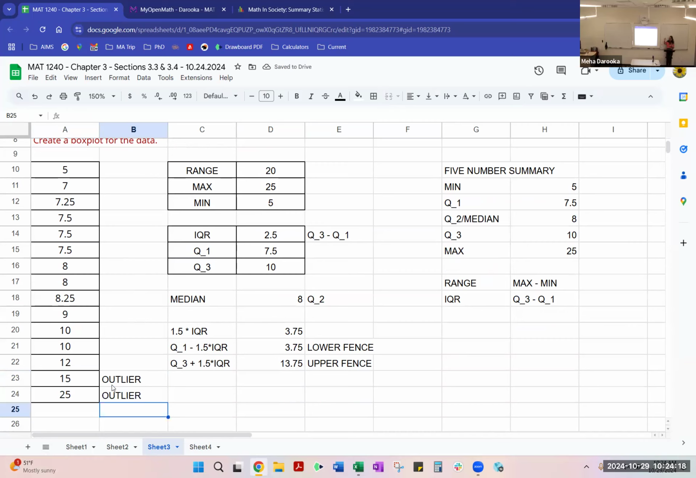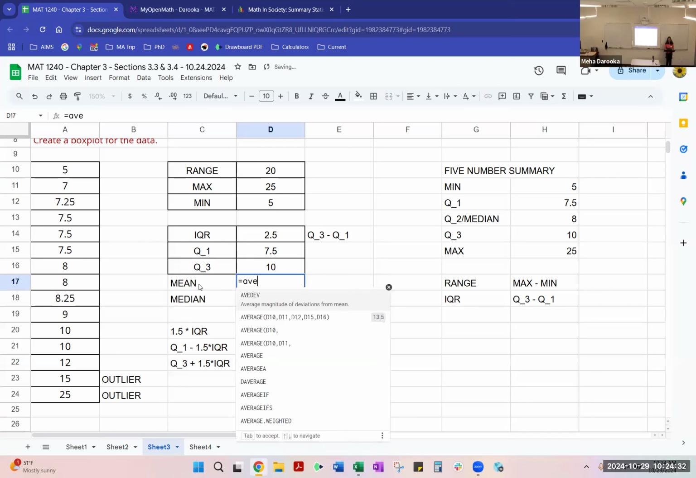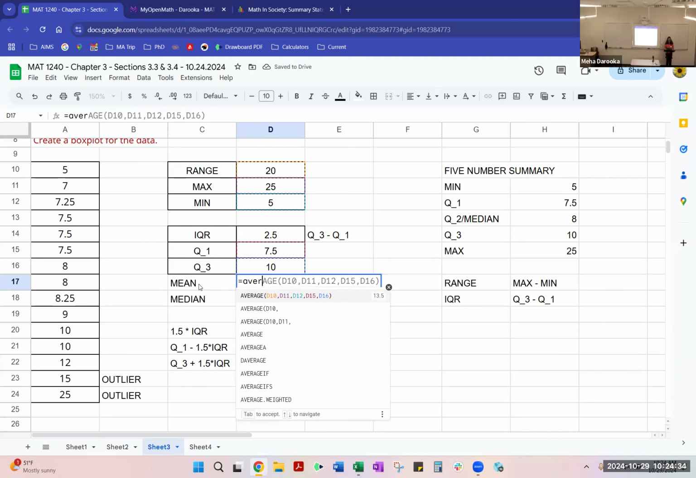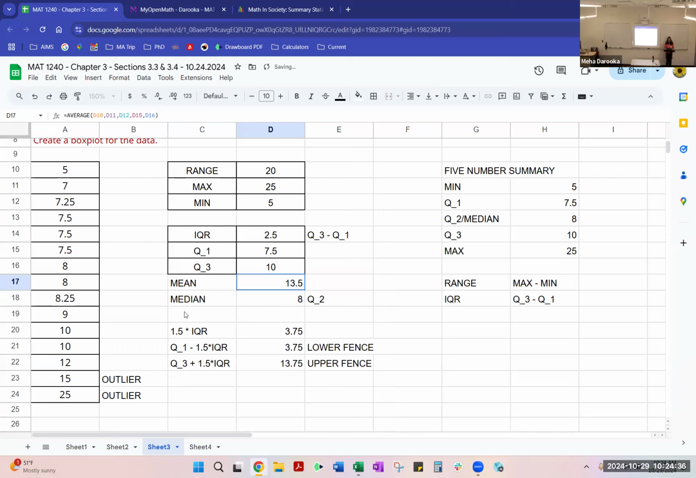Okay, so that's kind of where that upper fence and lower fence comes into play. So no lower fence, so we have no outliers on the lower end, but we do have 2 numbers. And think about this, if we did a mean calculation, right? So that's the average. Select average, and then select your data set.